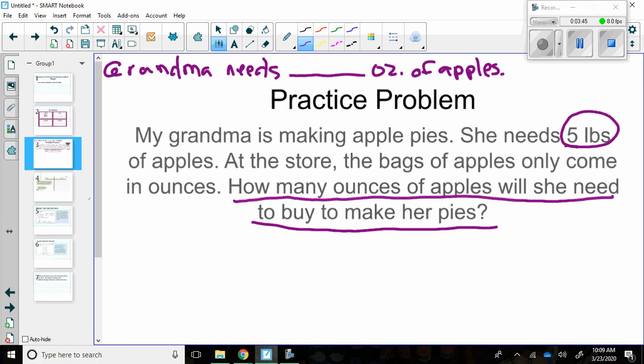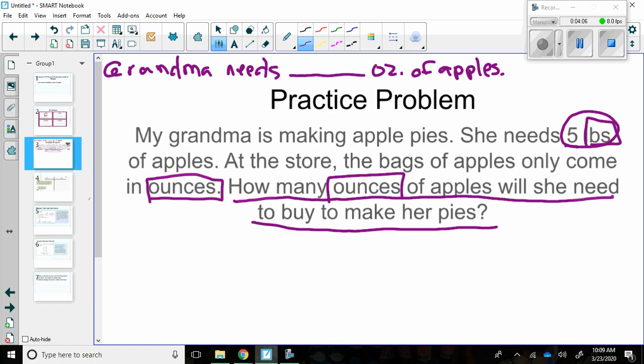Next, we want to box the keywords. So she needs 5 pounds of apples. The bags of apples only come in ounces. So how many ounces of apples will she need to make her pies?